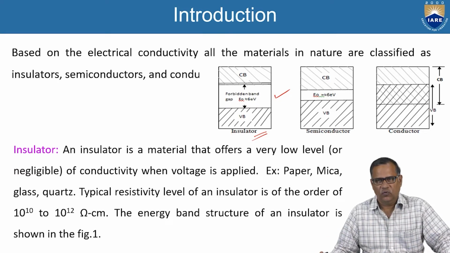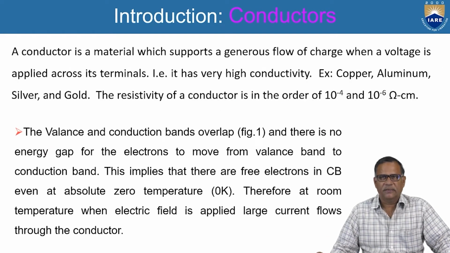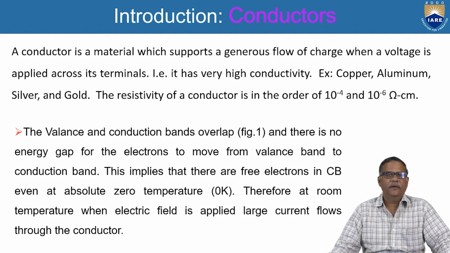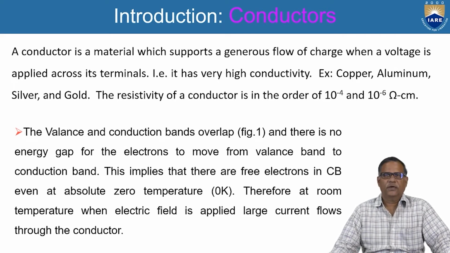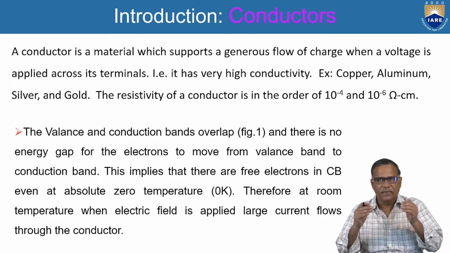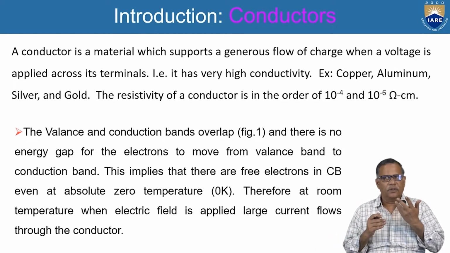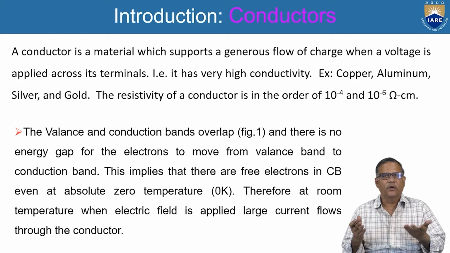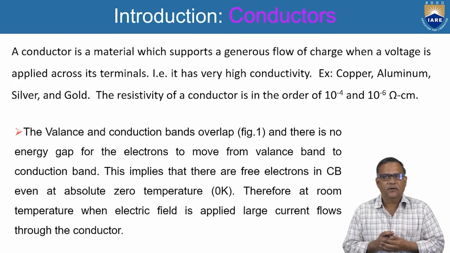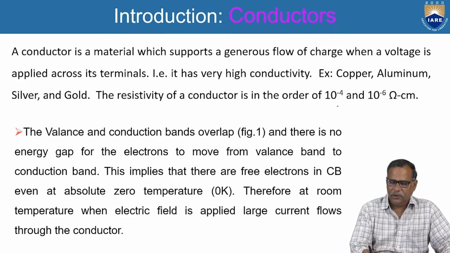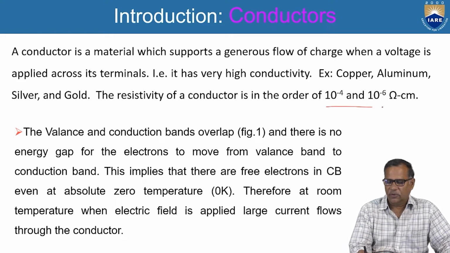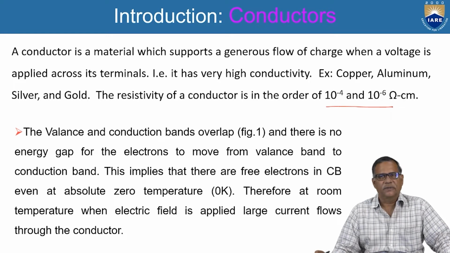So for the charge carrier to travel from the valency band to the conduction band, it requires an additional energy of 6 electron volts. Coming to the conductors, a conductor is a material which has a very high value of conductivity, and it supports a large flow of charge when voltage is applied across its terminals. For example, copper, aluminum, silver, gold are called conductors, and the resistivity is of the order of 10 to the power minus 4 to 10 to the power minus 6 ohm centimeter.